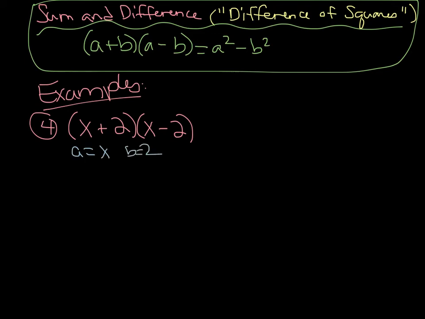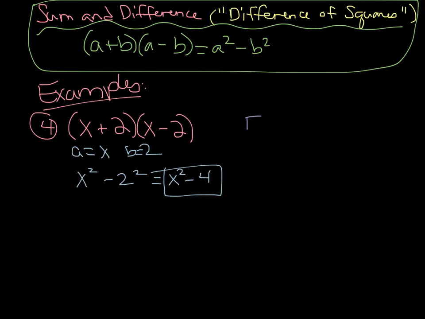So all you need to do in order to use this pattern is just rewrite it as x squared minus 2 squared. You end up getting x squared minus 4. This formula actually is really useful to know. It'll help you go quickly on these problems. You don't really need to memorize it as a formula, but just be able to recognize it.